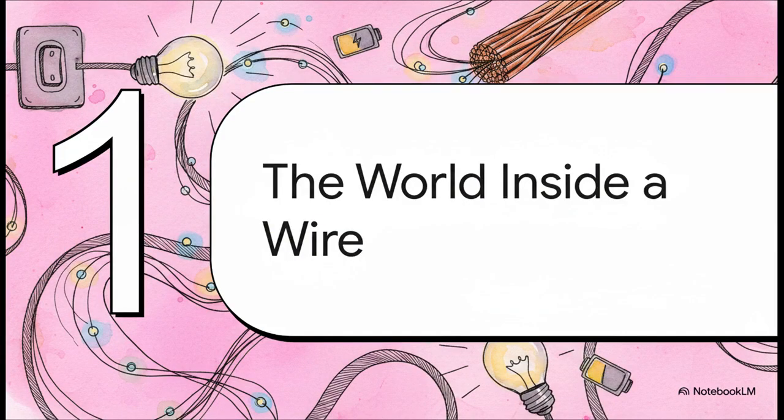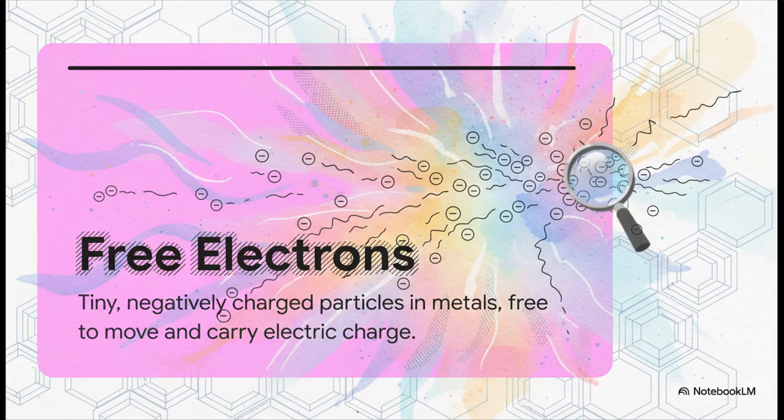All right, to answer that, we've got to meet the main characters in this story. You know, the invisible agents who are responsible for carrying all that energy from the switch to the bulb. So say hello to the free electron. Now, in certain materials, especially metals, you've got these outermost electrons that aren't really tied down to their atoms. Think of them like a restless crowd, just free to wander all over the place. And these tiny little drifters, they are the absolute key to everything.